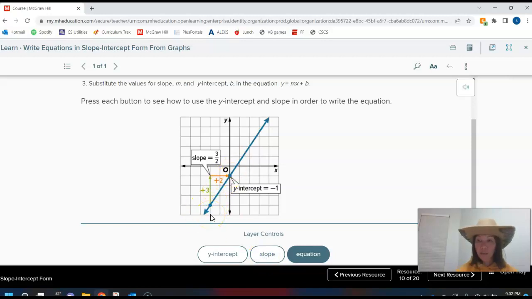And then our slope, pick any 2 points on the line. So remember we talked about this the other day. If I take, say, this point and this point, then to get from here to here, I have to go up 3 and over 2. So the rise over run is 3/2. So now that I have slope and y-intercept, really easy to write the equation. Slope goes here, y-intercept goes here. And there's your equation.